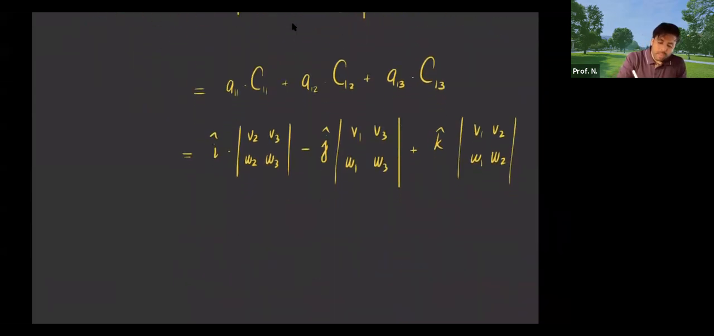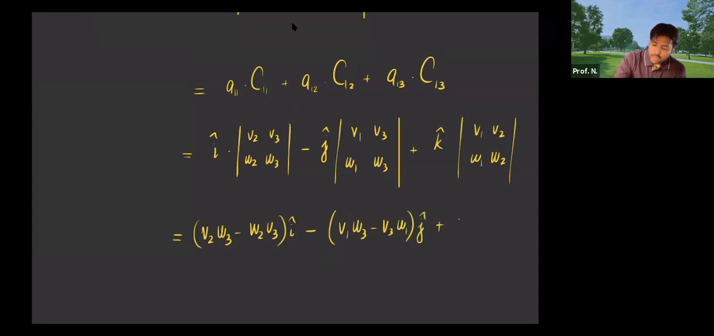And if you apply the determinant to the 2 by 2 matrix, what do we get? We get V2 W3 minus W2 V3. This is what will be multiplied by i. Minus, this becomes minus (V1 W3 minus V3 W1), this is j, plus V1 W2 minus W1 V2, that's k.